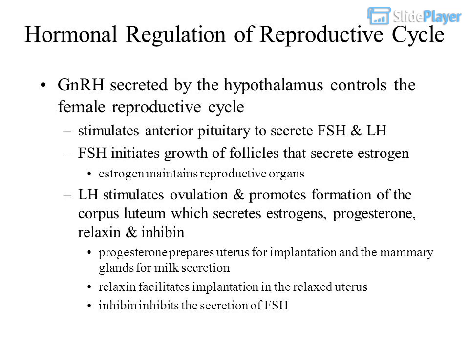inhibin. Progesterone prepares the uterus for implantation and the mammary glands for milk secretion. Relaxin facilitates implantation in the relaxed uterus. Inhibin inhibits the secretion of FSH.